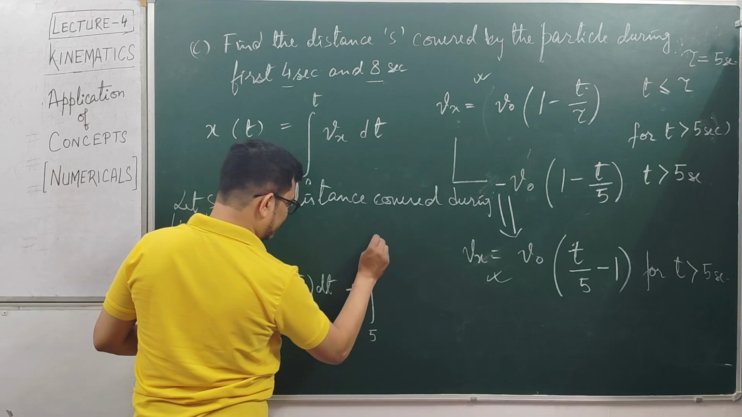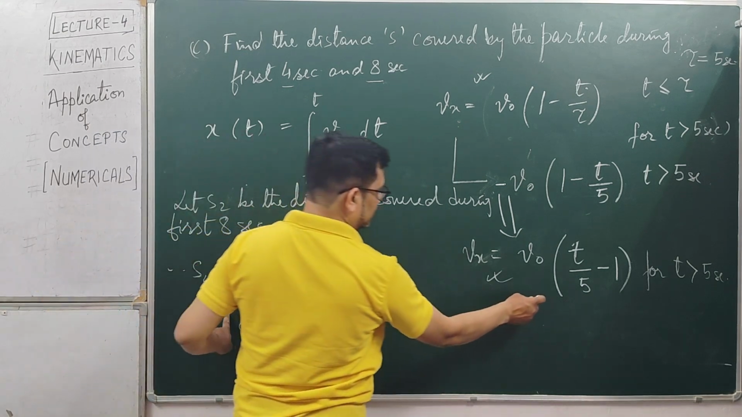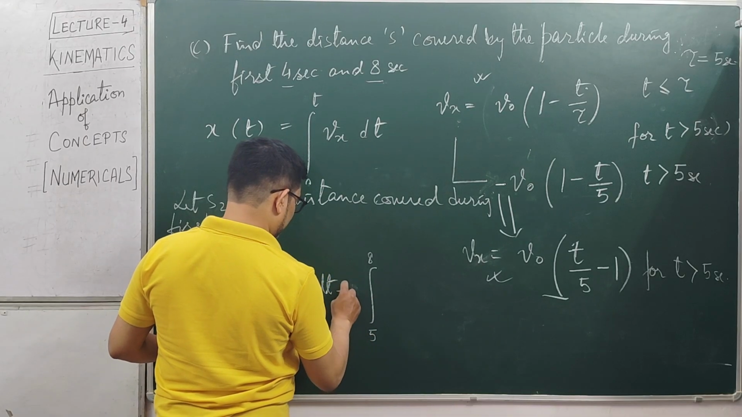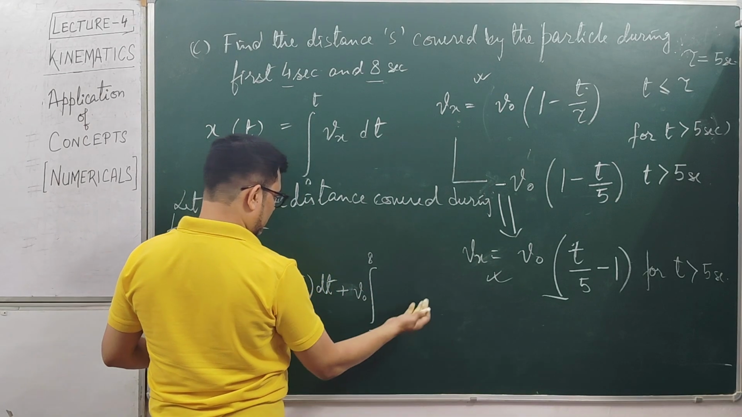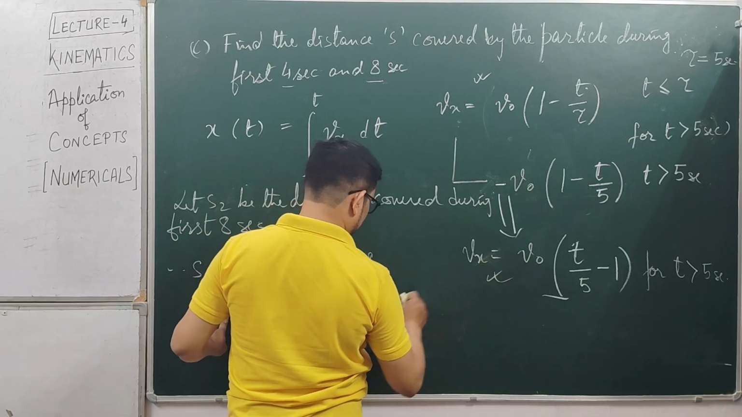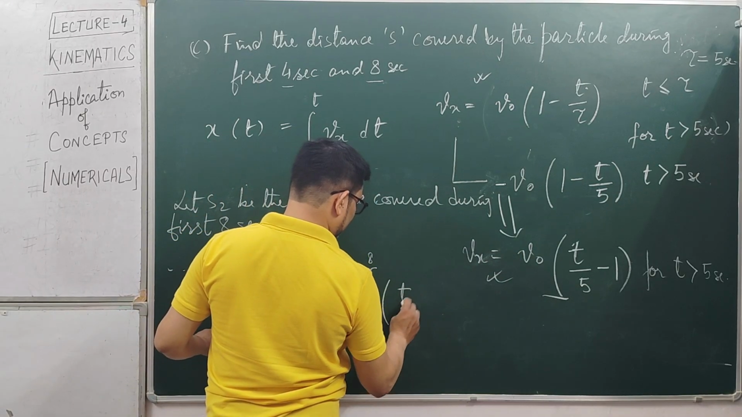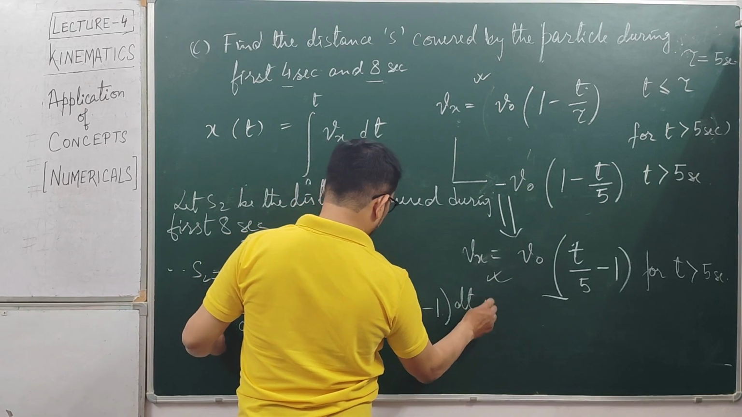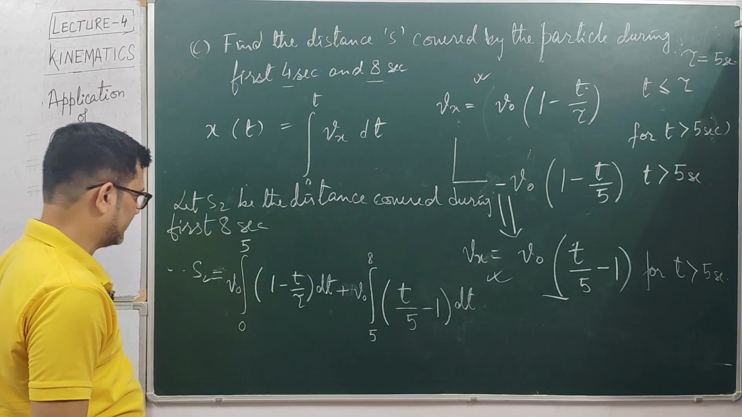5, so it would be 5 to 8. We'll have to use this equation. So it would be, again, we'll take V0 out of that integral and thus we'll just be left with t by 5 minus 1 dt. So it's going to be the summation of these two to find this.